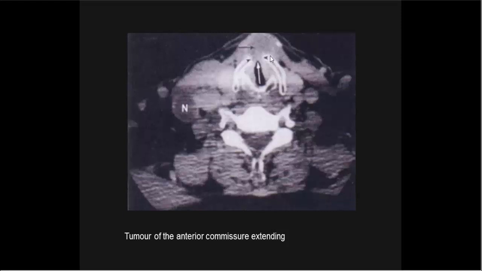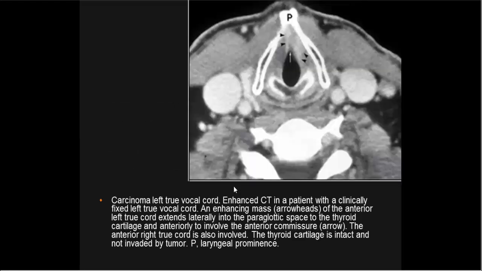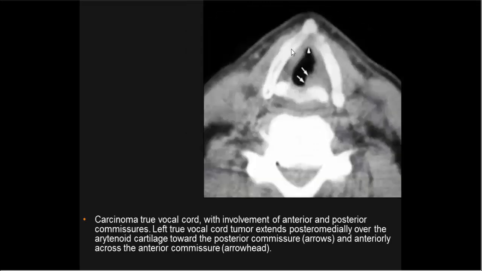This is tumor of anterior commissure extending anteriorly, tumor of anterior commissures. As we see, anterior spread jeopardizes anterior commissure, posterior spread threatens posterior commissure. This is carcinoma of left true vocal cord passing anterior to anterior commissure. This clinically fixed left true vocal cord enhanced mass.